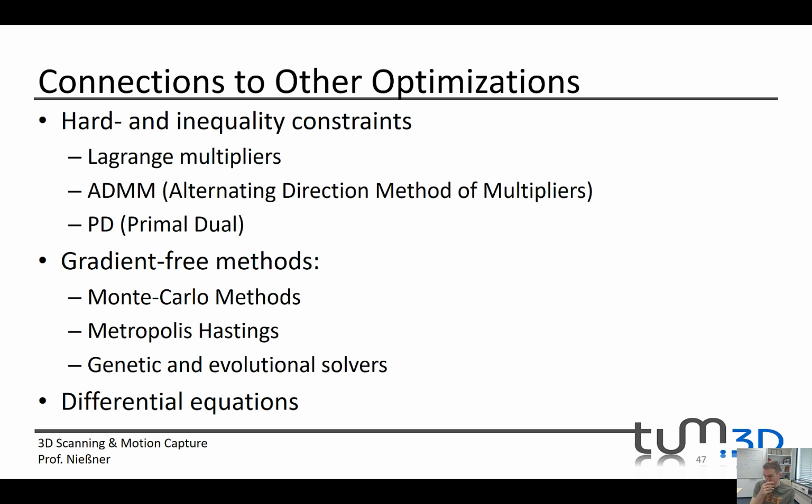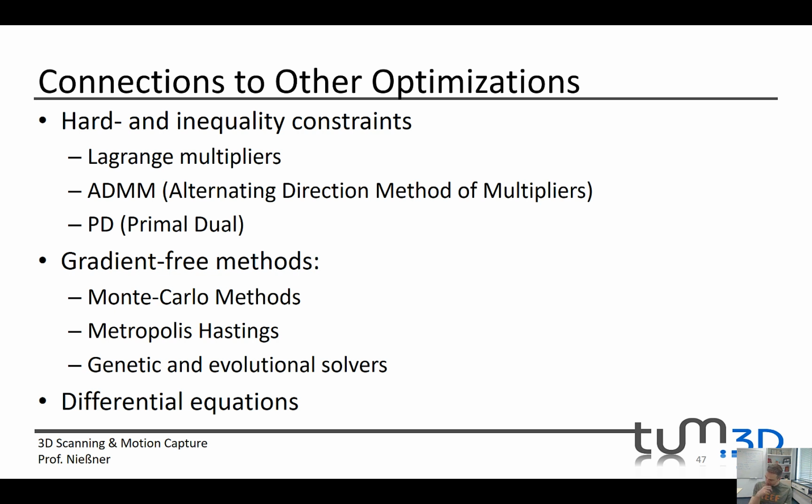So I just wanted to make sure that you know we're not dealing with generic solvers here that can do anything. We specifically talked about nonlinear least squares solvers today. There are also gradient-free solvers, Monte Carlo methods, Metropolis-Hastings is very popular, simulated annealing, genetic and evolutionary solvers. Didn't talk about these at all.